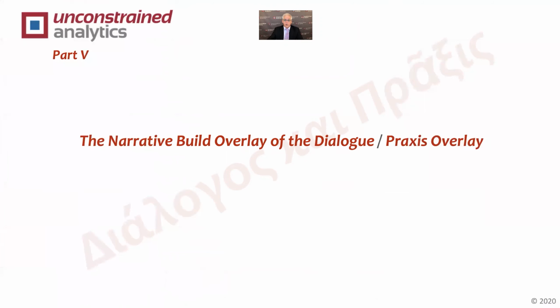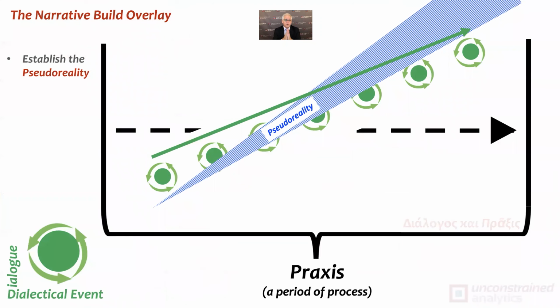the narrative build overlay of the dialogue praxis overlay, which we've already seen. So let's review this. Each of those little green things is what we're calling a dialogue or a dialectical event. And that's important because you string them out over time in what's called a period of praxis. And that's what you see.